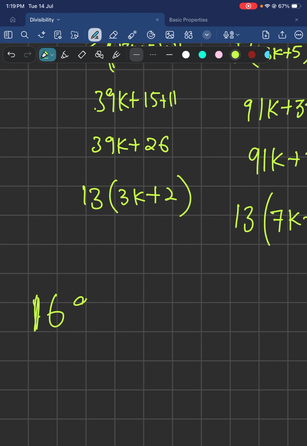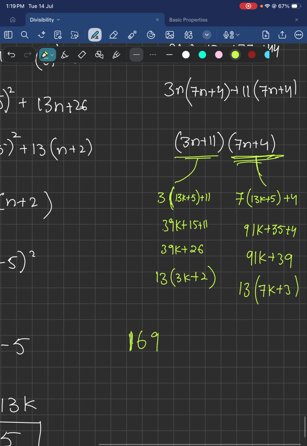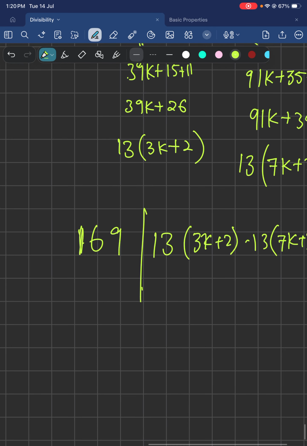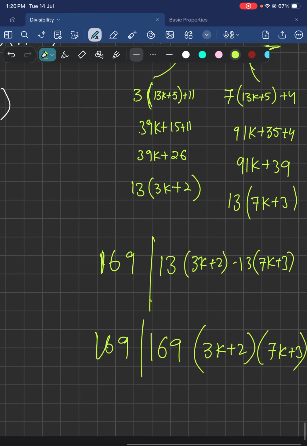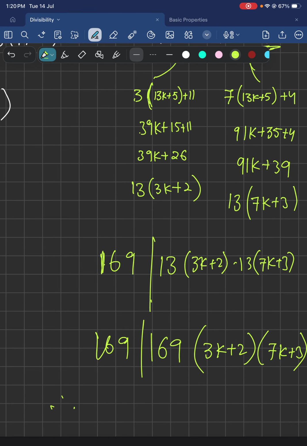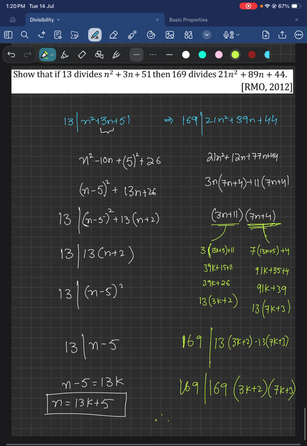So you have got two things. 169 would obviously divide, like we can plug in the values of this, and we would say 13 times 3k plus 2, and 13 times 7k plus 3. So 169, sorry, why am I saying 161 again and again? I am tired right now, that's why. So 13 times 3k plus 2 and 13 times 7k plus 3. Yeah, so 169 obviously divides it. That's how we can prove it. So that's a simple proof.